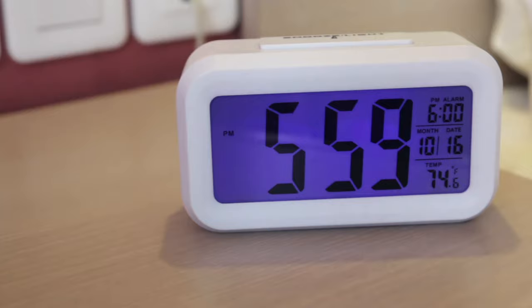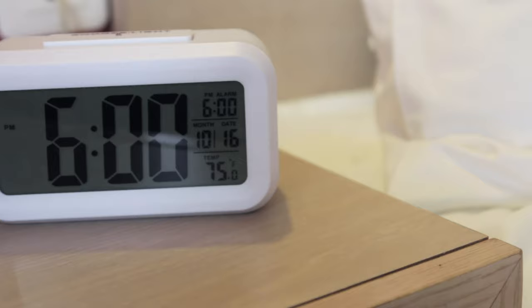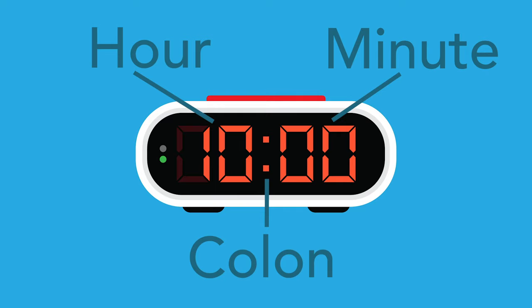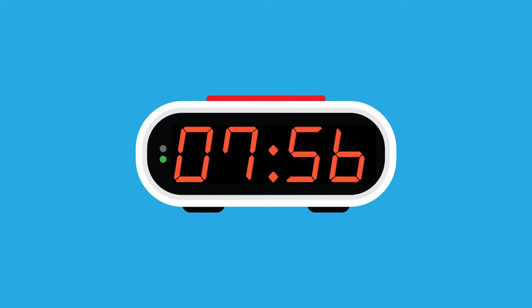Now that you know how to tell time on an analog clock, let's look at a digital clock. These clocks do not have hands. They show the time with the numbers separated by a colon. See this? This here is a colon. The number on the left side of the colon is the hour. The number on the right side of the colon shows the minutes. On this clock, the number 3 is shown on the left, then the colon, and now the number 40. That means it's 3:40.